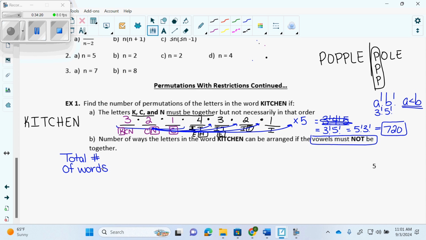And I use words loosely, because we're not bringing out a Scrabble book to see if it's a real word, correct? It's different looking items. Yes? How many letters are in kitchen? 7. If I have absolutely no restrictions, so this is the total number of words, no restrictions.